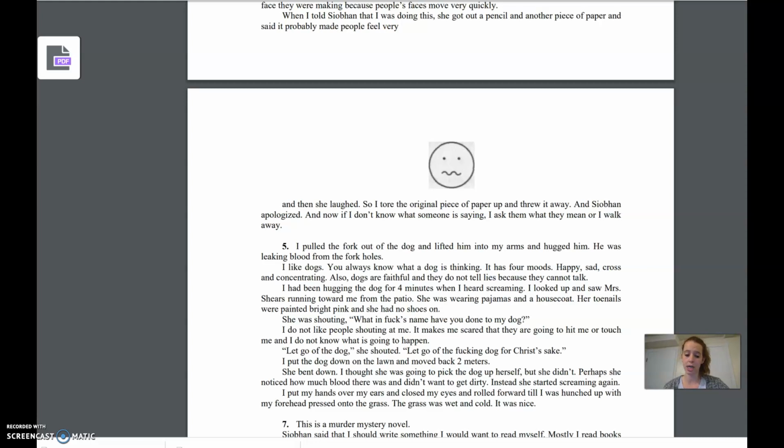I do not like people shouting at me. It makes me scared that they are going to hit me or touch me, and I don't know what is going to happen. "Let go of the dog," she shouted. "Let go of the effing dog, for Christ's sake." I put the dog down onto the lawn and moved back 2 meters. She bent down.